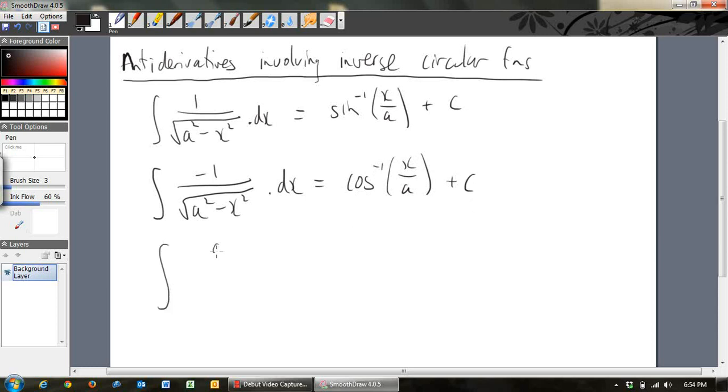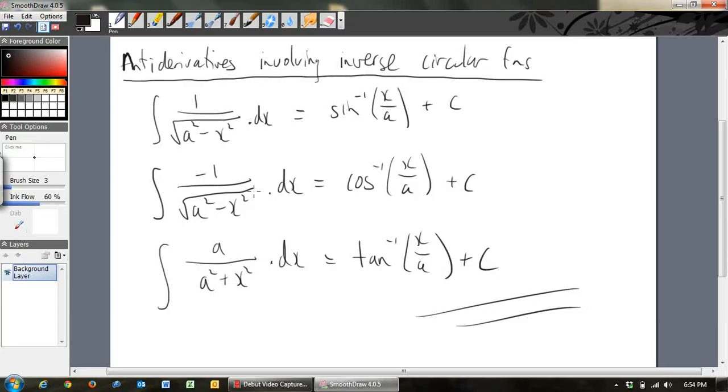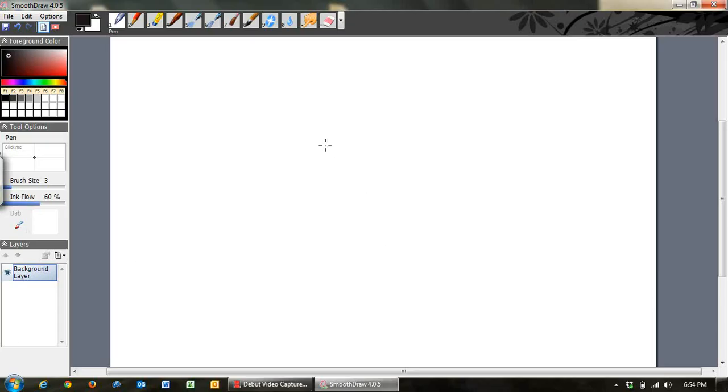And the last one is a over a squared plus x squared dx. What that is, that's our arctan function, x over a plus c. And so there are your three important forms. So when you're integrating, have a look out. If you ever see any of these three forms or something that resembles those, then that's something that you can look at to use an arcsine, arctan or arccos for.